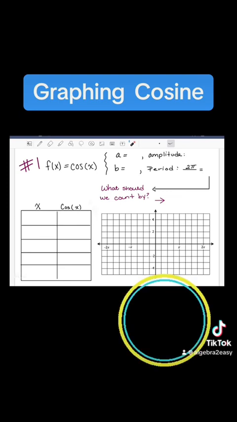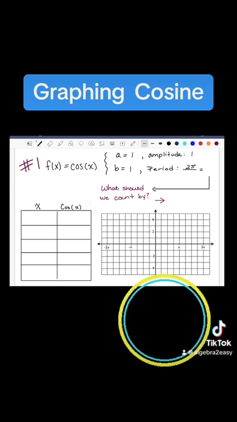Graphing f of x equals cosine of x. First thing we want to do is determine what the value of a is and the value of b. Remember, the value of a is in front of cosine. So we assume, since there's no number here, the value of a is 1. The value of b is the number attached to x. There is no number there, so again, we're going to assume it's a 1. A gives me the value of my amplitude, so my amplitude is 1.